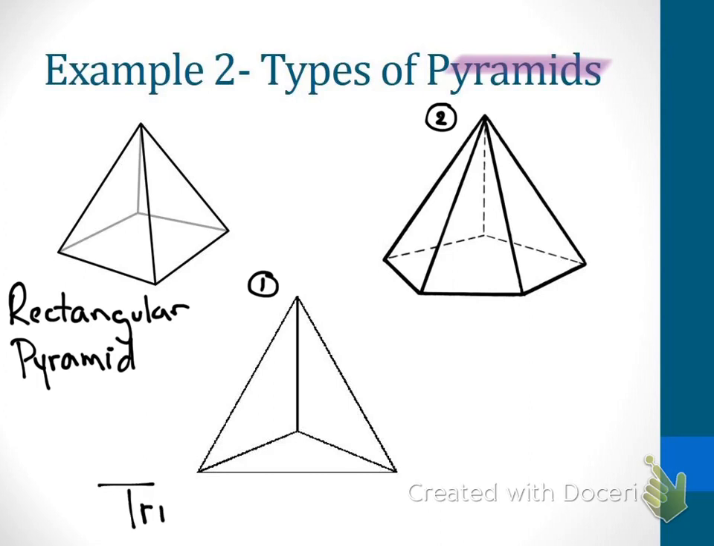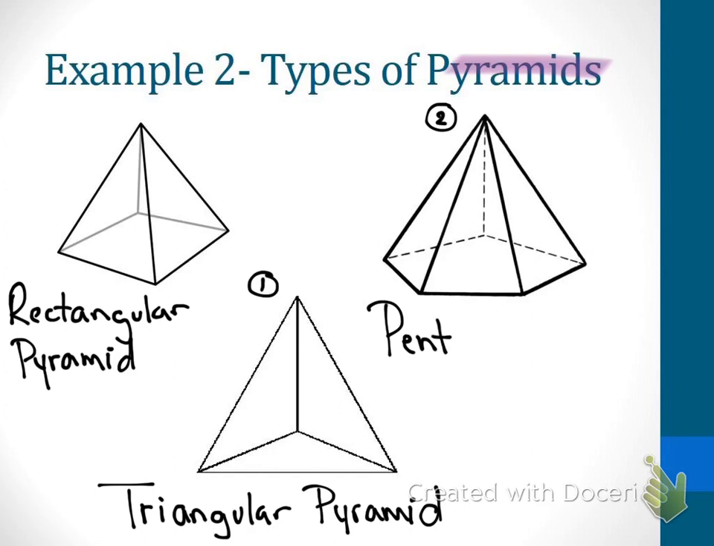Triangular pyramid. What about the second one? Pentagonal pyramid. Okay, pentagonal. All right, so there's 5 sides.